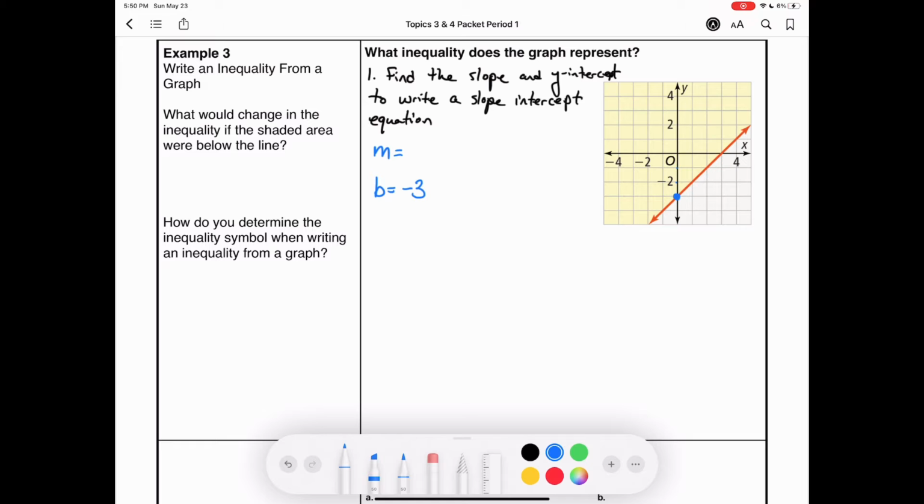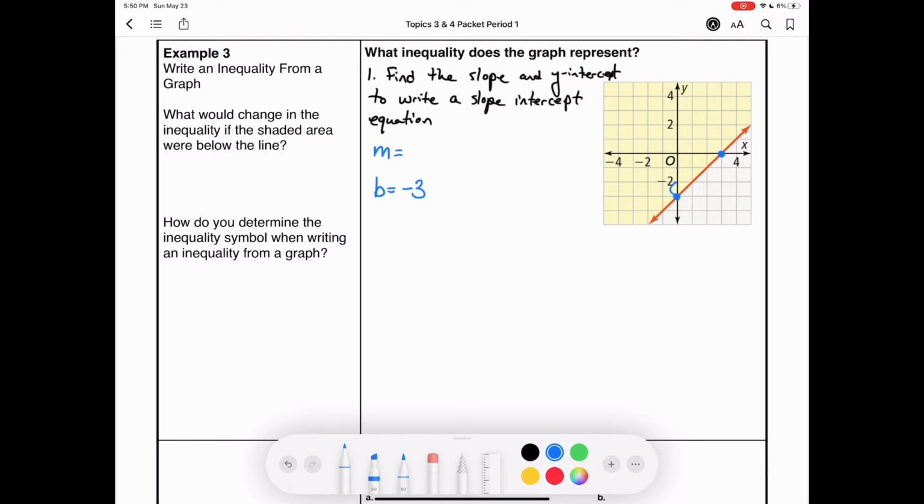Now we're going to pick a second point and we're going to use that to figure out the slope. So you can pick any other point on the line. I'm just going to pick one that's pretty obvious to find, so I'm just going to pick the x-intercept. Then we're going to count the rise and the run for the slope.